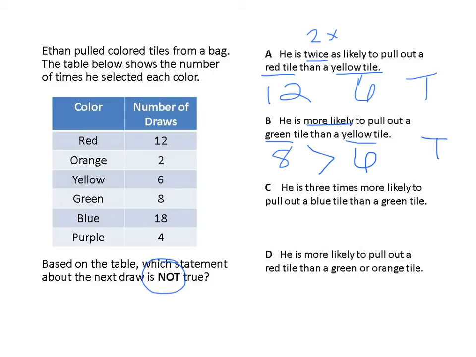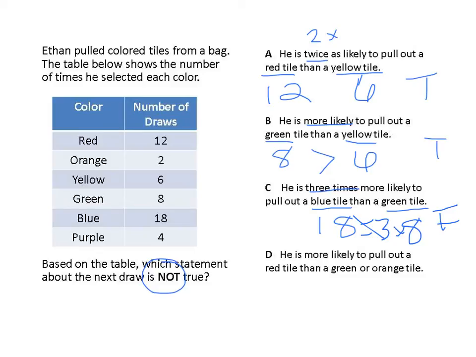C, he is 3 times more likely to pull out a blue tile than a green tile. Blue tiles, there were 18 that were selected. And green tiles, there were 8. Is 18 equal to 3 times 8? No, it is not. So this relationship is false. That's our false statement. Let's go ahead and examine D because we need to go through each of our answer choices, even if we think we've already found the correct answer.